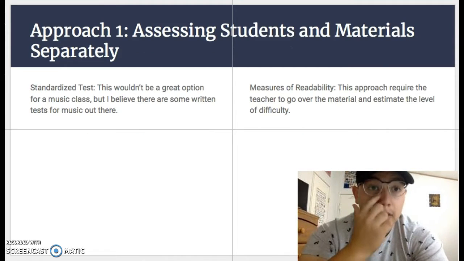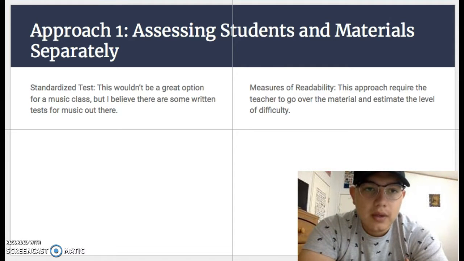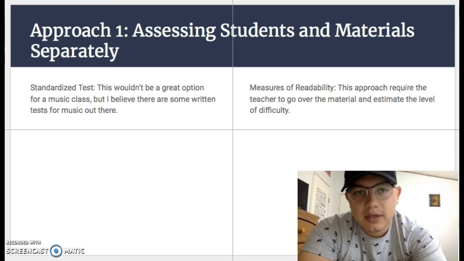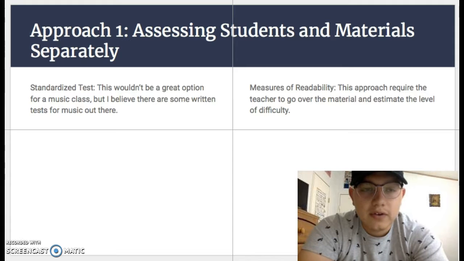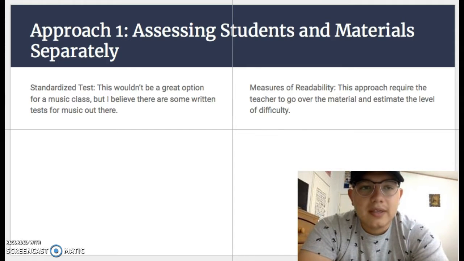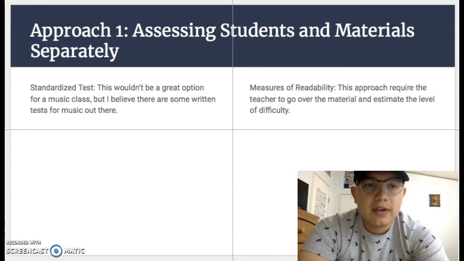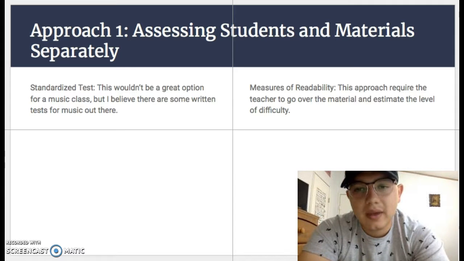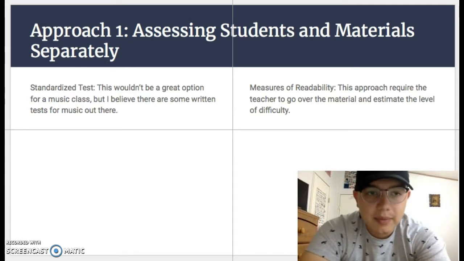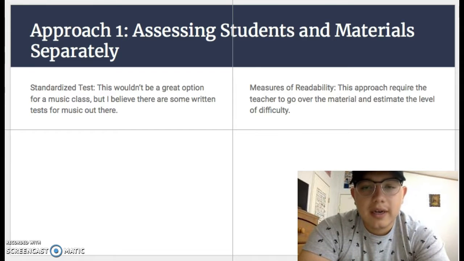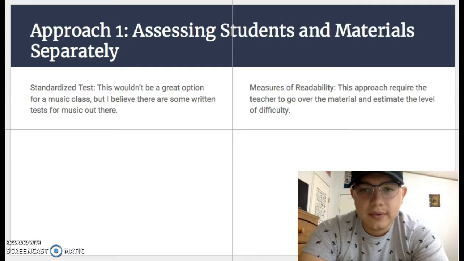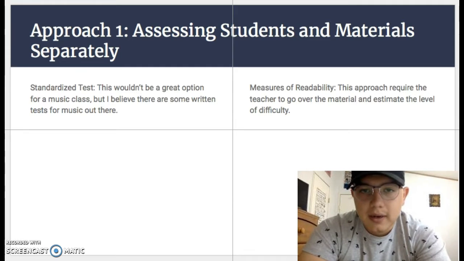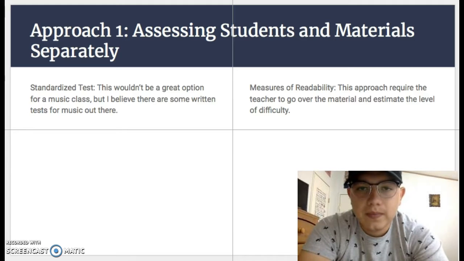Alright, the book then goes into the approaches for assessing students and materials. So you can do it separately. That's the first approach. So the book used standardized tests, which I don't think is a great option for a music class. But I know there are some tests out there. Everything in music is mostly just playing it and going from there.